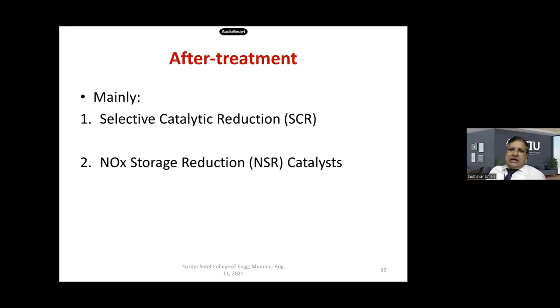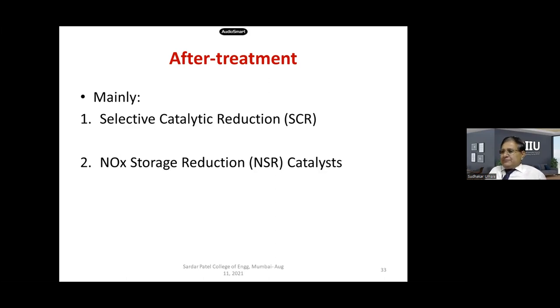Now I will come to the after treatment. After treatment, that is when the exhaust comes outside the engine, we are doing some treatment on it, and according to that we are using some devices. First is called selective catalytic reduction, SCR. Second device we are using is the NOx storage reduction, NSR catalyst. And I want to explain in detail about exhaust after treatment in diesel engines. Exhaust after treatment in diesel engines includes SCR, NOx storage reduction NSR catalyst, DPF, and continuously regenerating trap. It is called CRT.